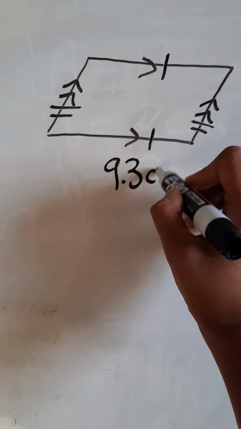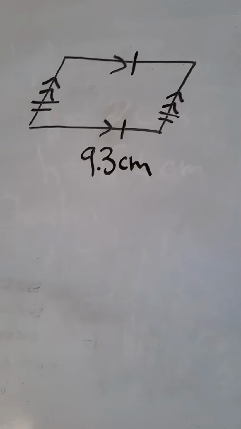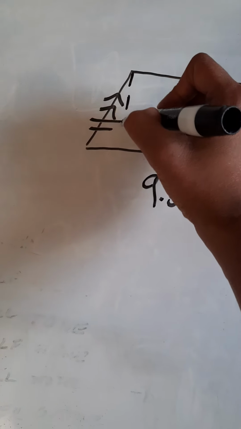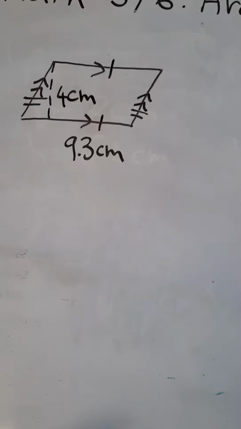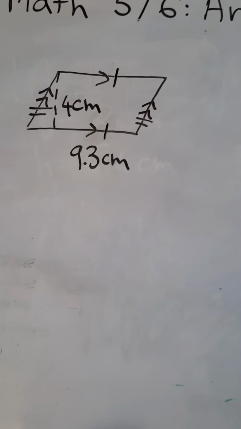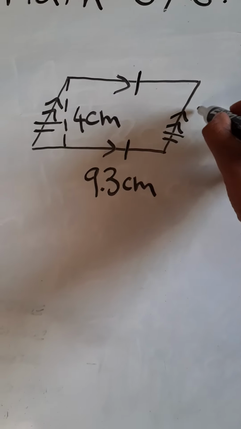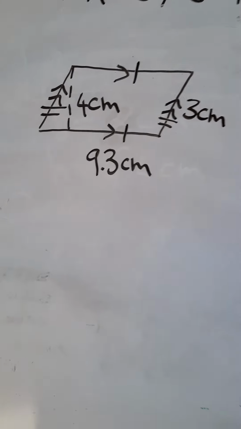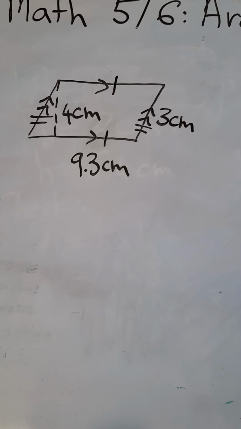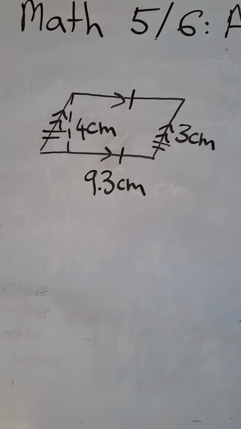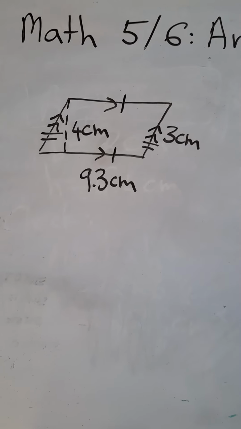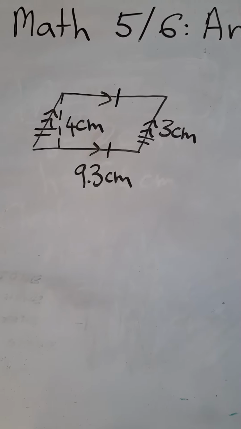So I have 9.3 centimeters. Okay, and this is actually the height, okay? The height is 4 centimeters. So I want everyone to just look at this very carefully. Say the teacher gives you the side here, which is 3 centimeters. Sometimes students will start using the side length here, okay? But I have to note down that that is not the height of the parallelogram. We have to use the 4 centimeters in this case.